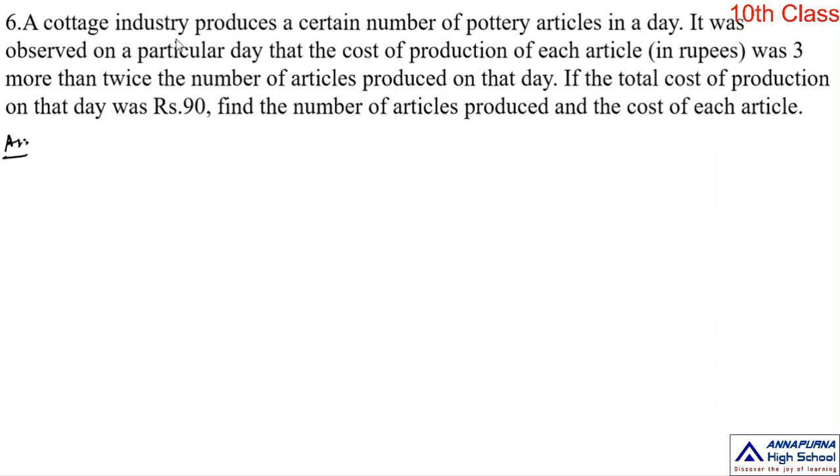A cottage industry produces a certain number of pottery articles in a day. It was observed on one particular day that the cost of production of each article was 3 more than twice the number of articles produced on that day. If the total cost of production on that day was 90 rupees, find the number of articles produced and the cost of each article.